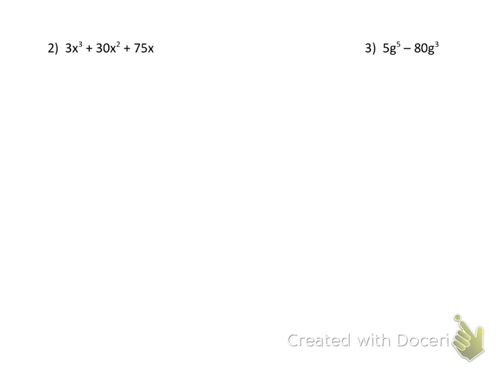The second example, you'll notice that they each have an x and they each have a factor of 3. So we can actually factor out a 3x. We're going to be left with x squared plus 10x plus 25. And again, we're left with a quadratic. And again, conveniently, this quadratic has a leading coefficient of 1.